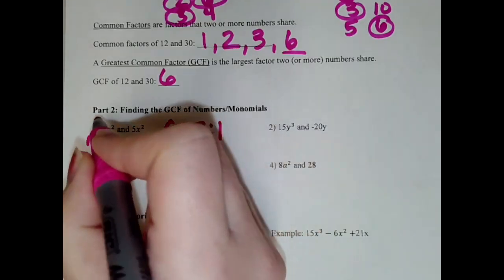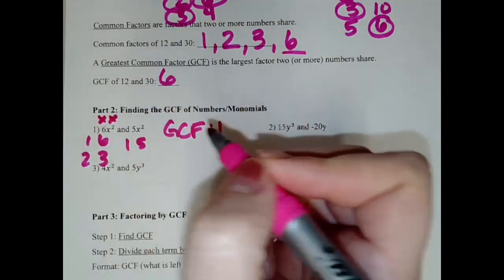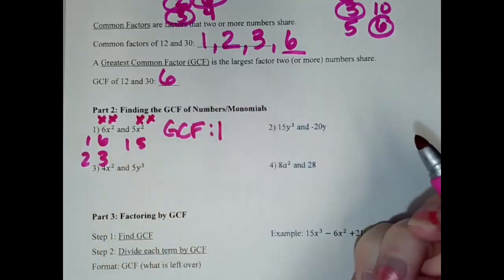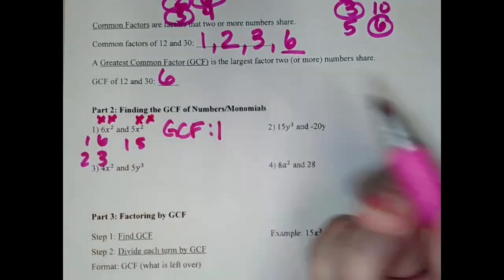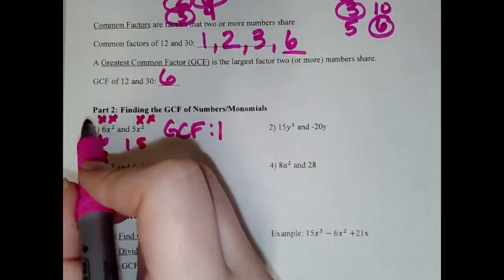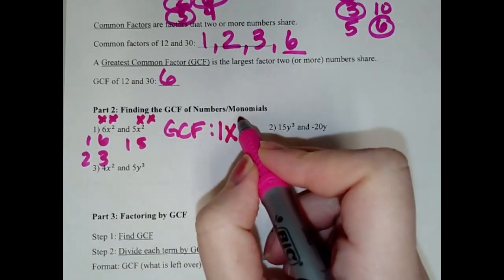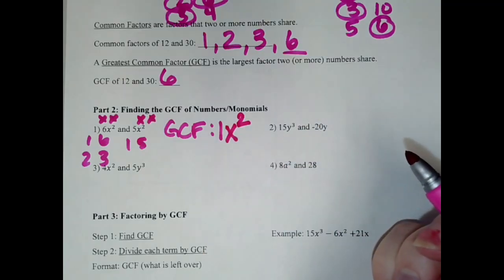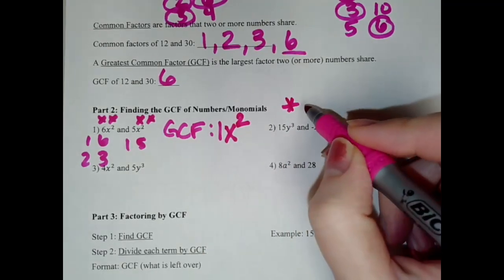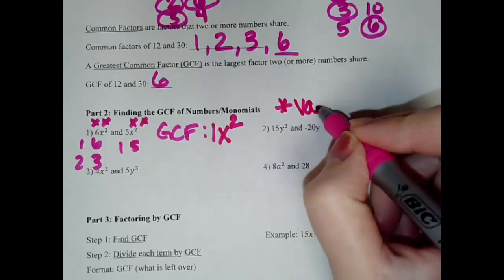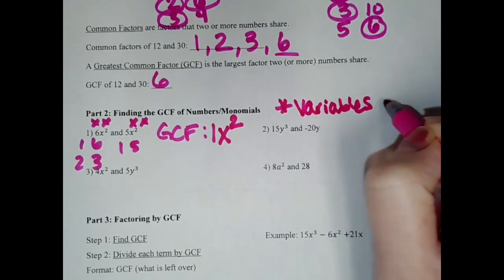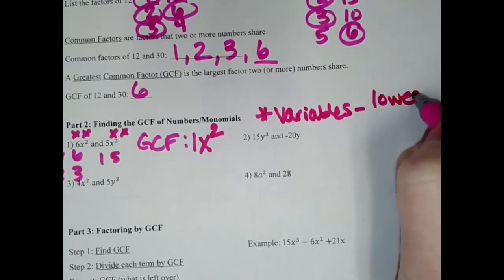Now for the variables, x squared is 2 x's, x squared is 2 x's. So how many pairs can I make is kind of how you think about it. 1 pair, 2 pairs. So I can pull out 2 x's, or that would be x squared. Another way to think about it is with variables, you pull out the lowest power.